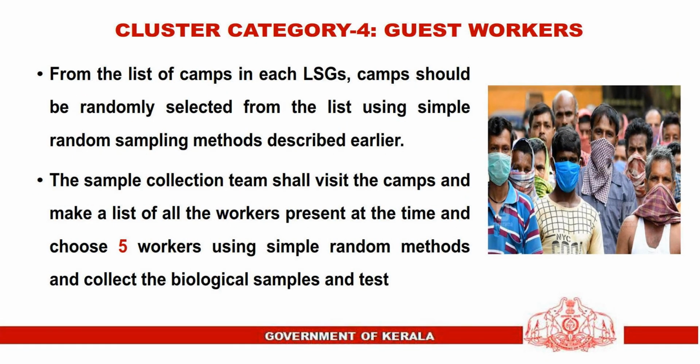Cluster Category 4, Guest Workers. From the list of camps in each LSG, camps should be randomly selected using the simple random sampling methods described earlier. The sample collection team shall visit the camps and make a list of all the workers present at the time, and choose 5 workers using simple random methods, and collect the biological samples and test.